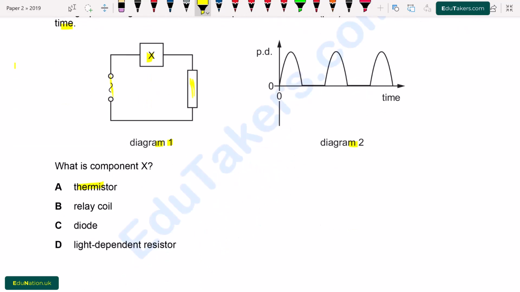Option A. Thermistor, B. Relay coil, C. Diode, D. Light dependent resistor. As in diagram 1 there is an AC source, so the output will be a sinusoidal wave like this. But the output of this circuit is given in diagram 2. So component X is basically the diode that allows the current to pass only in one direction. That's why in diagram 2 the current only flows in one direction. It can never flow in the other direction because of the diode. So option C is correct.